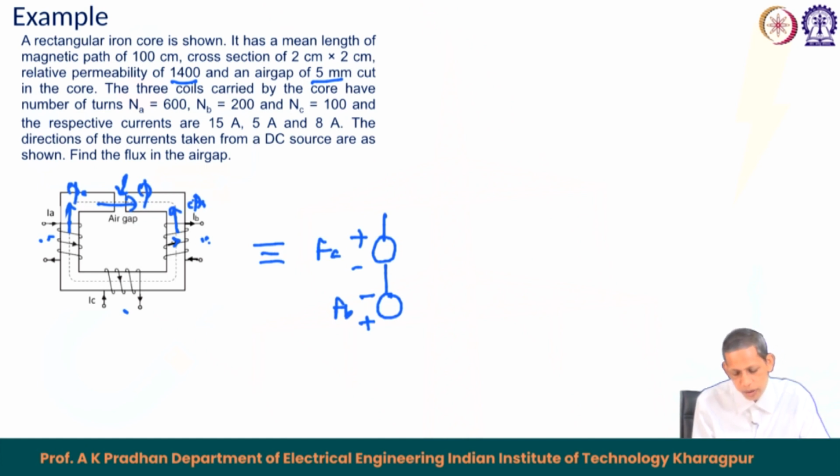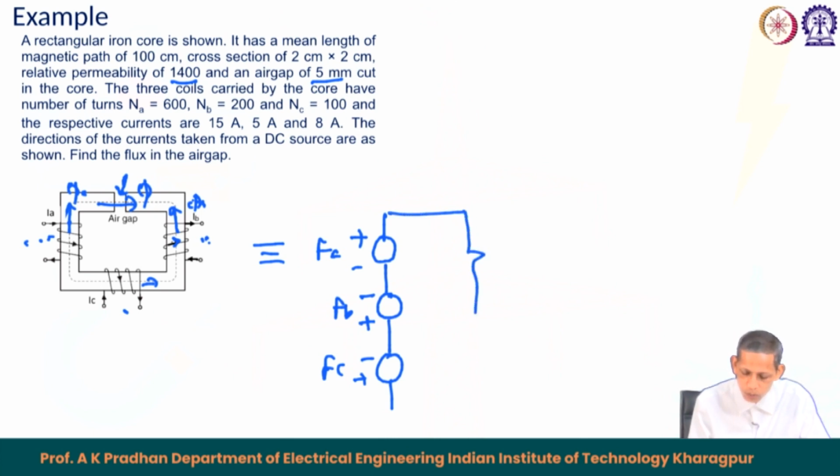Similarly, the contribution of the flux from the C, by the right hand thumb rule, also goes in the opposite direction. So, the flux contributed by this will be in the opposite direction to the first coil, and therefore, this will also be connected like this as shown here, F C. So, these are the 3 sources here, and the path has two parts, one is the core path S core and one is the reluctance of the air gap. So, this becomes your complete equivalent circuit diagram for this one.